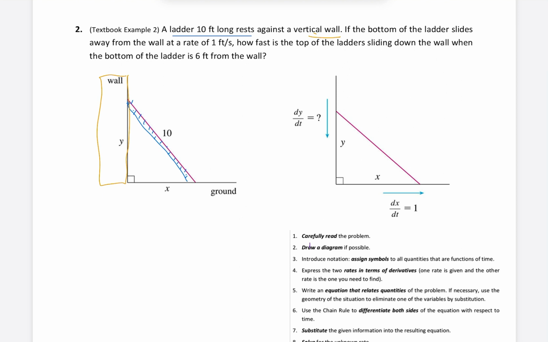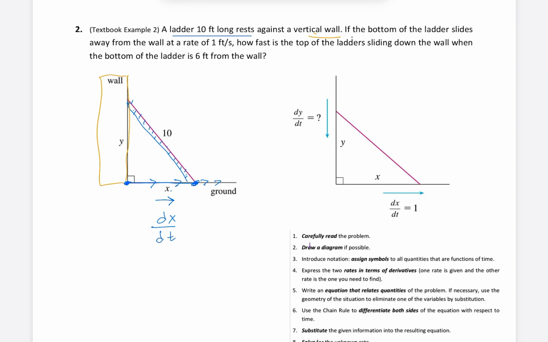The bottom of the ladder starts to slide away. So here's the distance. X is the distance between the wall and the bottom of the ladder. And as it starts to slide away, X starts to change. So this ladder is kind of sneaking, it's going this way a little bit. As time passes, X gets larger as it starts sliding away.